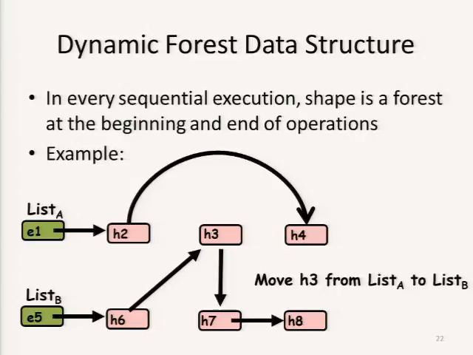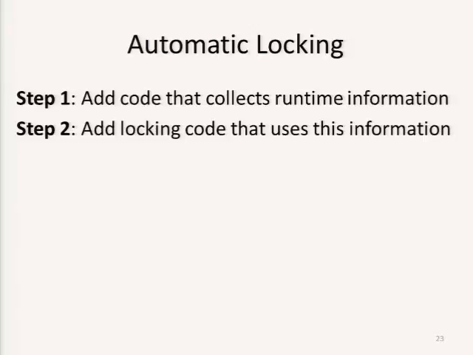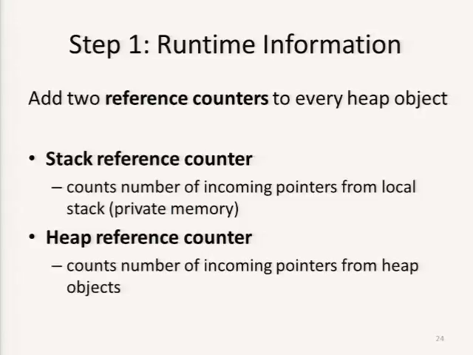So how does the method work? The method works in two steps. In the first step, it adds code that collects runtime information. And in the second step, it adds locking that uses the runtime information for the locking. In the first step, the idea is to add two reference counters similar to the garbage collection reference counters. We add a stack reference counter that counts the number of references from private memory, from the stack, to objects. And we add a heap reference counter that counts the number of incoming pointers from heap objects to the current object.